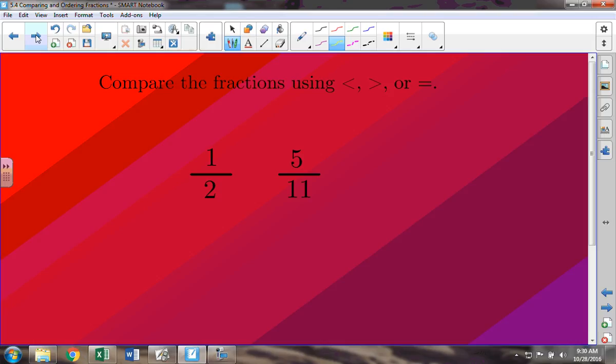Using that same set of skills then, 1 times 11, that's 11. 5 times 2, that's 10. Since 11 is greater than 10, it lets us know 1/2 is greater than 5/11.